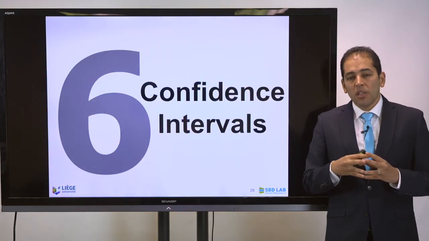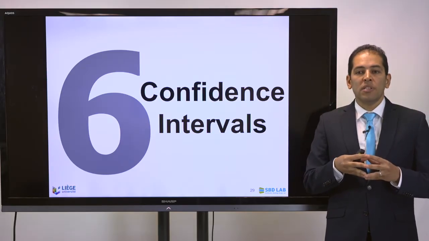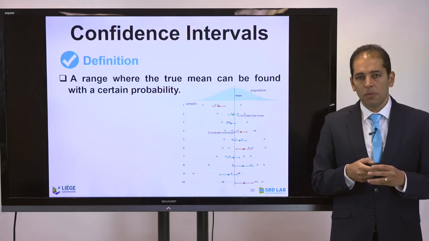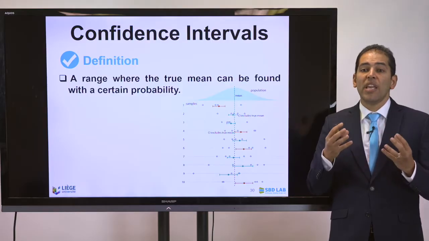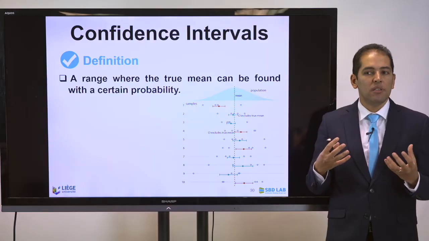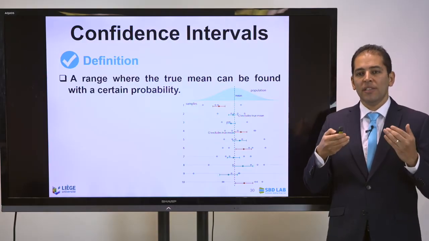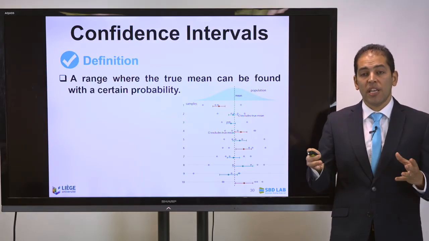Now let's move to another important parameter that we calculate, which is the confidence interval. The confidence interval definition is that it is a range where the true mean can be found with a certain probability. So by that we can calculate how confident we are that the mean of our sample falls within a certain range.